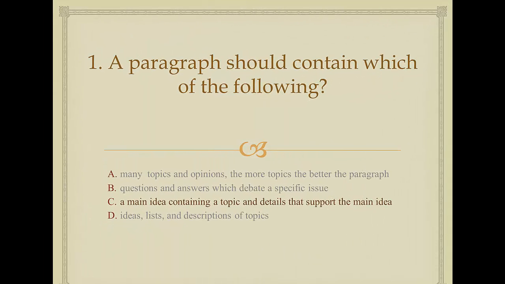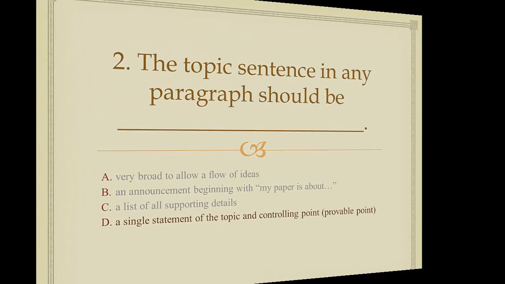A paragraph is a beautiful little unit that, if written correctly, functions seamlessly all by itself. In order for this to happen, the paragraph must have a single main idea and details that support only that idea. Otherwise, the beauty of this self-contained unit is lost and writing becomes confusing. So for question number 1, a paragraph should contain which of the following? The answer is C, a main idea and details that support it.